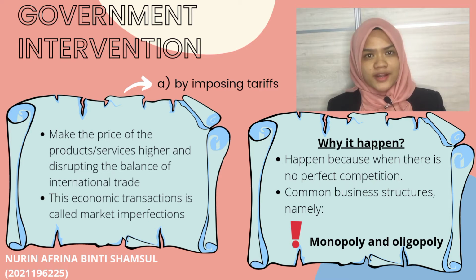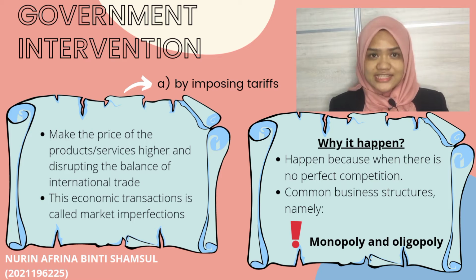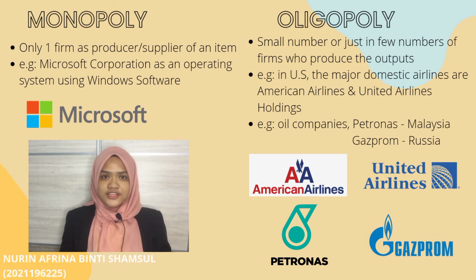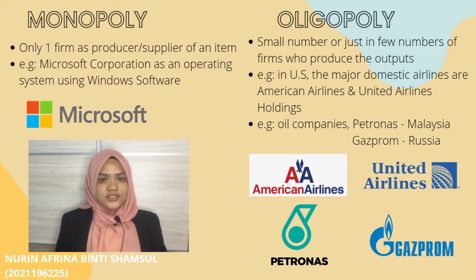So why do market imperfections arise? It happens when the international market does not have perfect competition. For example, the common business structures are monopoly and oligopoly. The first market structure is monopoly.